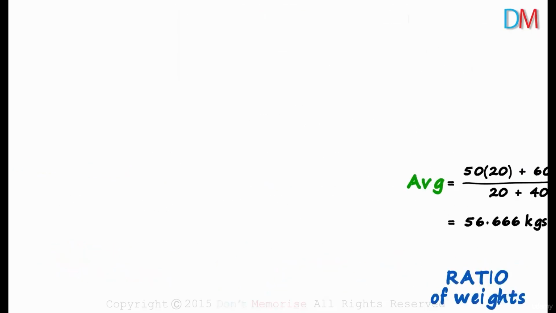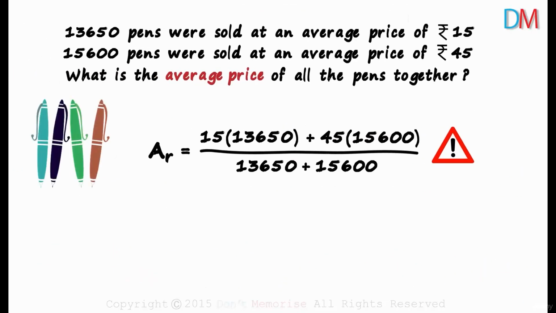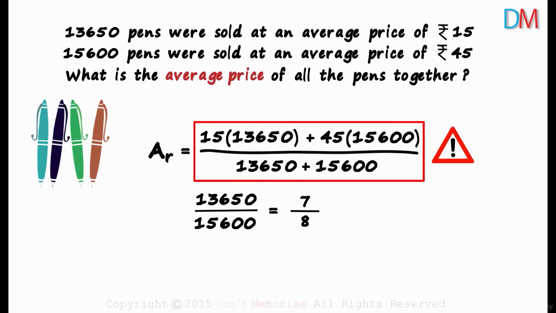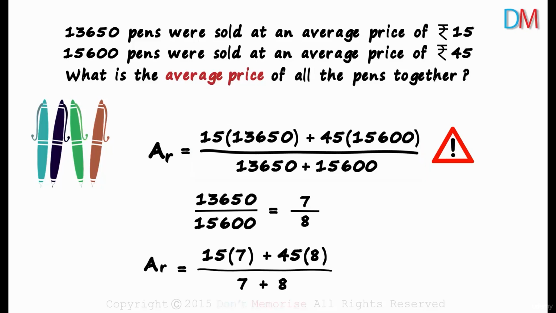And now, let's get back to the original question. Can you think of a better way to solve this? Here the two averages are 15 and 45. And these are the weights of those averages. So all we really need is the ratio of the two weights. The simplest form of this ratio is 7 to 8. So instead of this, the resultant average can be written like this. Isn't it obvious as to which one is easier to solve? It's this one. Solving this should give us the overall average as 31 rupees.